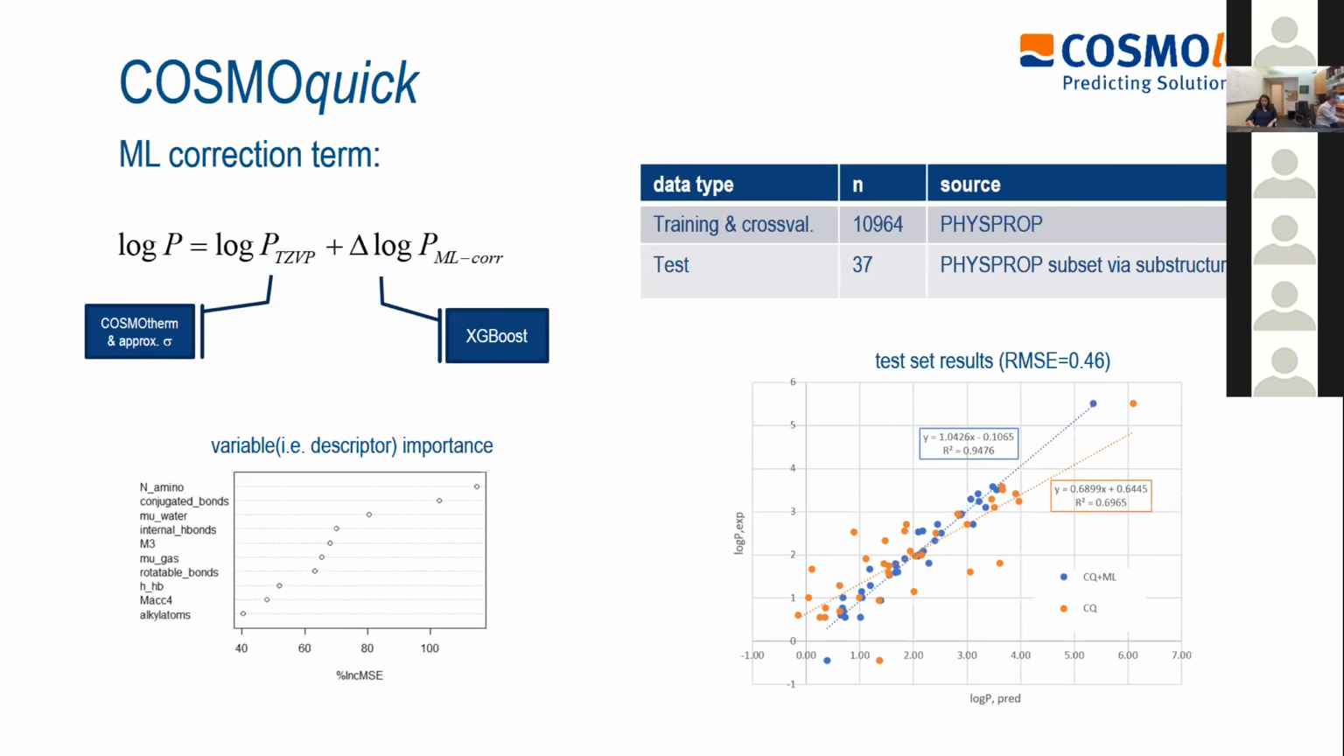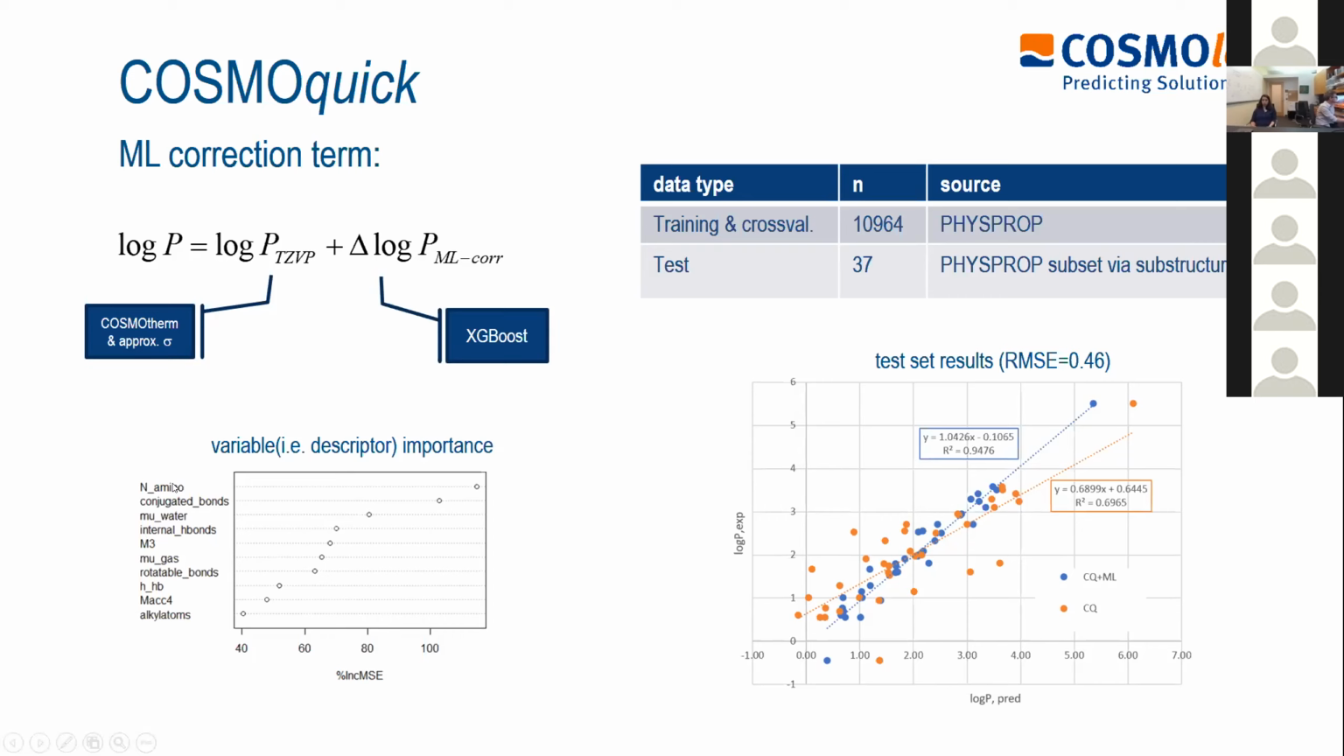This is about the machine learning correction term we use for the second submission, the CosmoQuick submission. In the first step, we use those approximated sigma profiles and do a Cosmotherm calculation to get a logP. Then we add on top of this a correction term, which has been trained on deviations from the experiment. As training and cross-validation data set, we have basically used the PHYSPROP database, and we have extracted from this training data sets via substructure search a test set of 37 molecules.